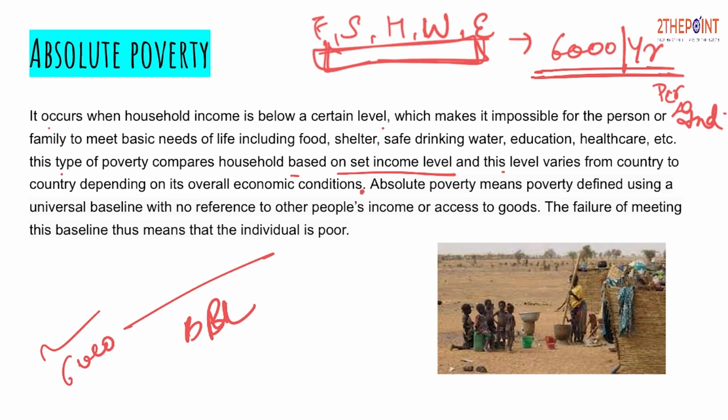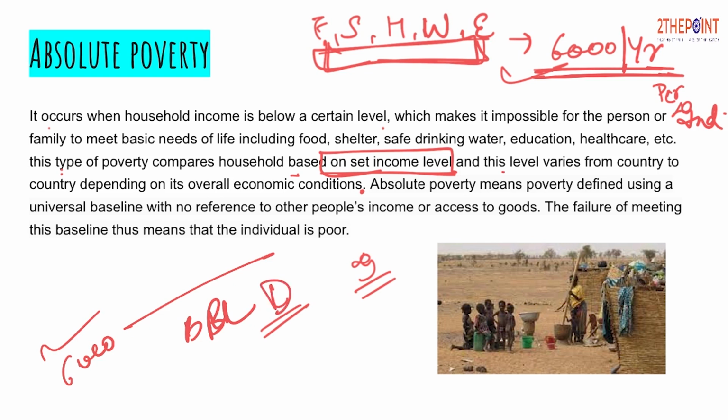As I said, this type of poverty compares households based on said income level. We have set one parameter, and based on this parameter we decide who is living below the poverty line. And this level varies from country to country. How does it vary? For example, there is a developed country, let's say London, and there is a developing country like India. The standard of living of the two countries varies a lot, since one is a developing country and the other is a developed country.